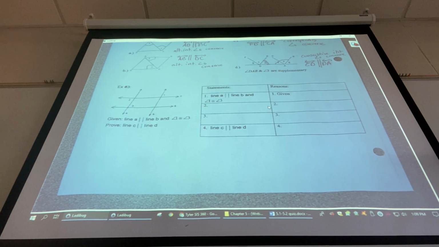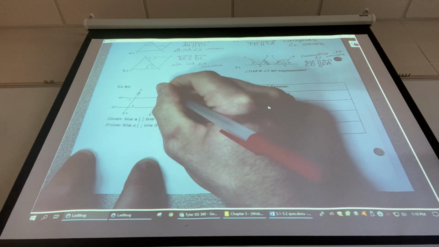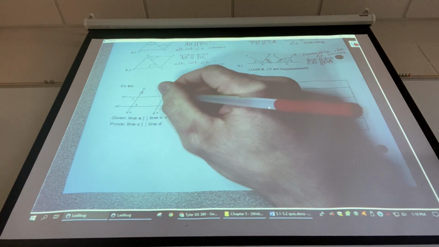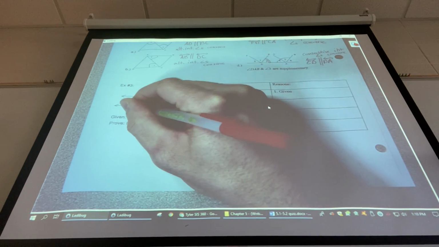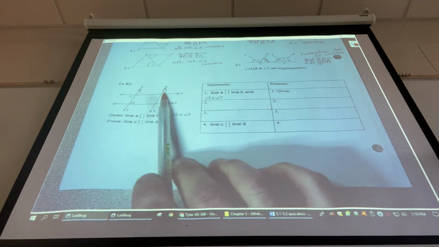We are given some stuff. We're given line A is parallel to line B. How can you represent that in your drawing? Arrows. Arrows, yep, line A and line B. And we also know that angle 1 is congruent to angle 3. Angle 1 is also congruent to angle 2. 1 is congruent to 2 because of alternate exterior.